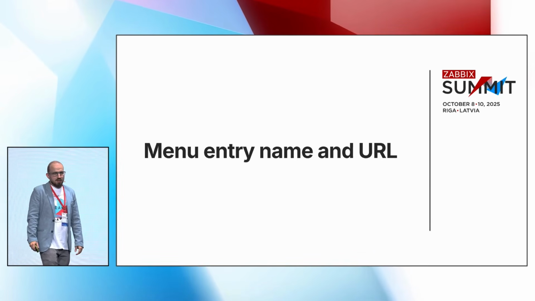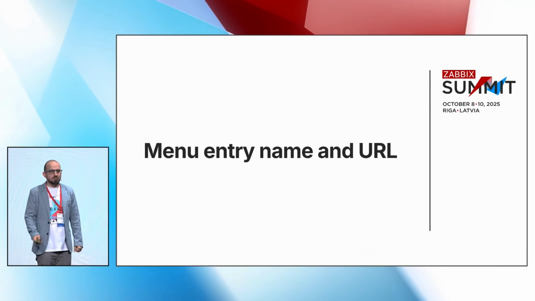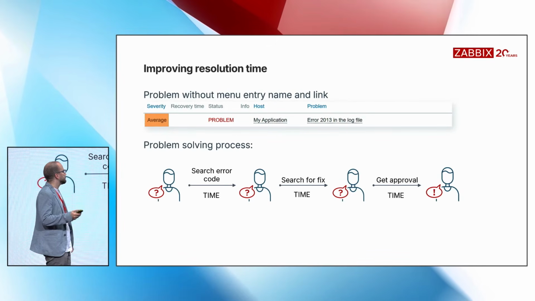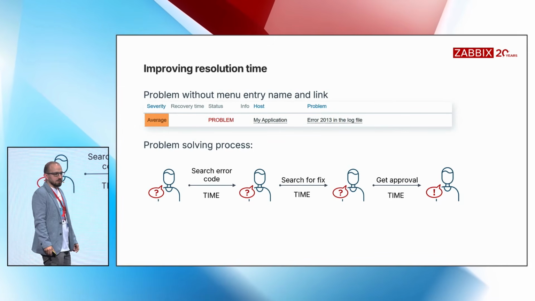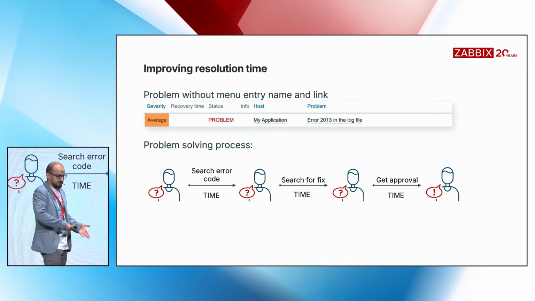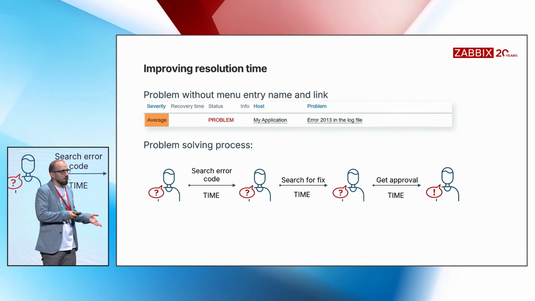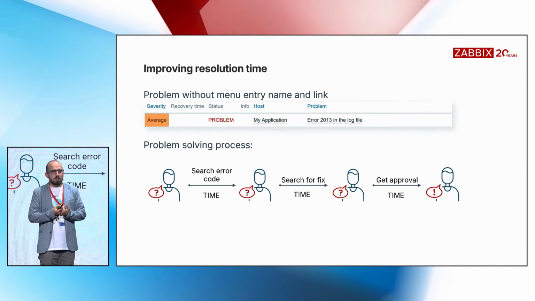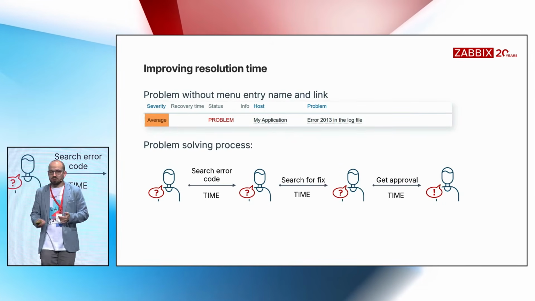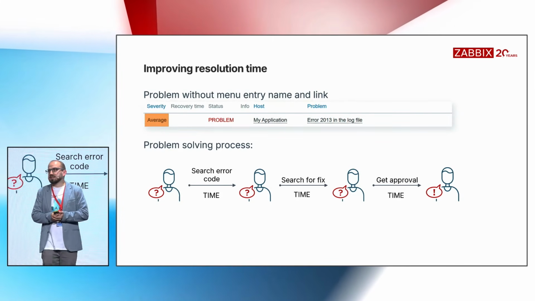And this is something I see used suspiciously rarely. I don't really know why, but in the trigger configuration, you have the menu entry name and URL fields. Without them, when a problem happens, if you have a new person on the job and they see the problem, they might not know how to solve it. So they will need to call someone or Google it or waste time trying to make the situation better, and then also get approval to say, okay, I found this solution, can I use it? It maybe will work, maybe not, who knows? And all of this takes time.